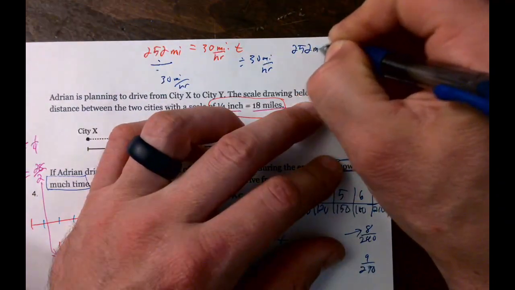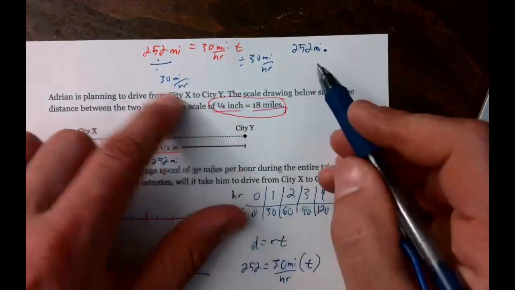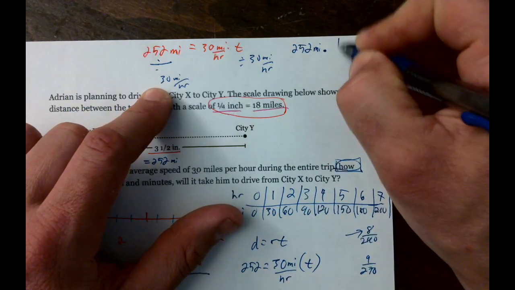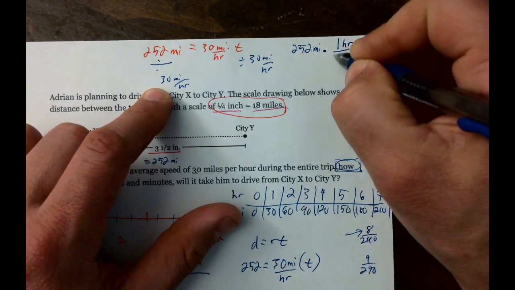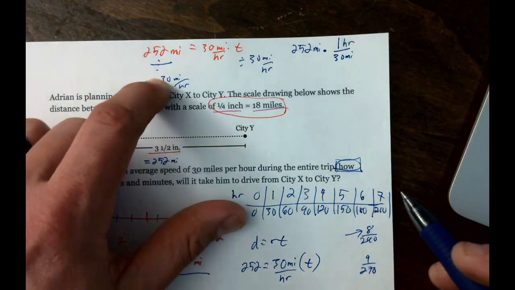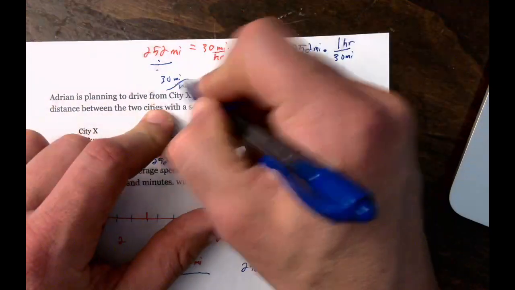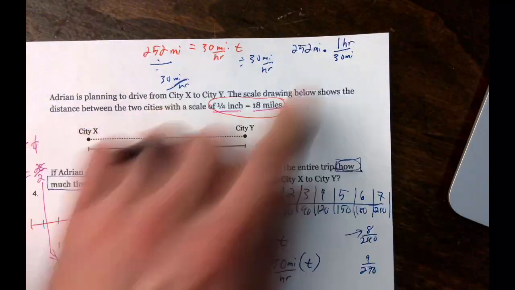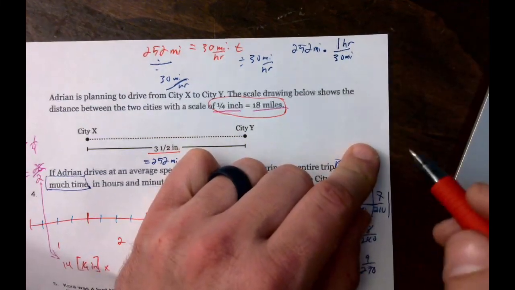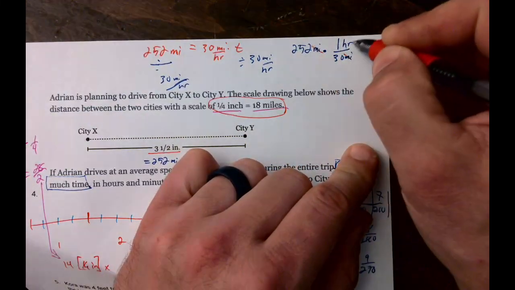252 miles times, remember we're going to change division here, times 1 hour over 30 miles. Now what just happened there? I was dividing by a fraction, 30 miles over 1 hour, right? You did see that as a fraction. And I changed the sign and I flipped the fraction. What's the importance? The miles are going to cancel and I'm left with hours.